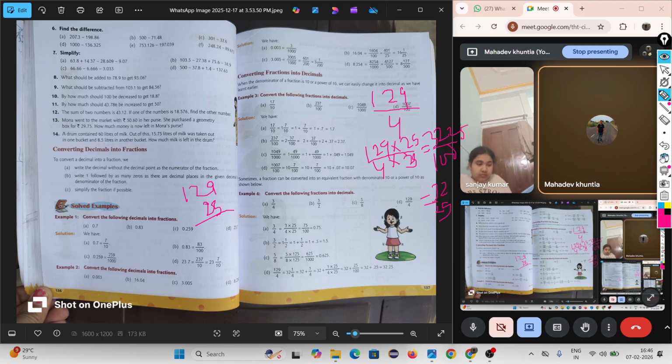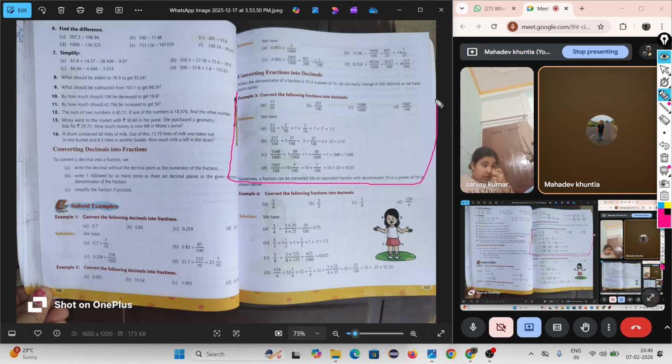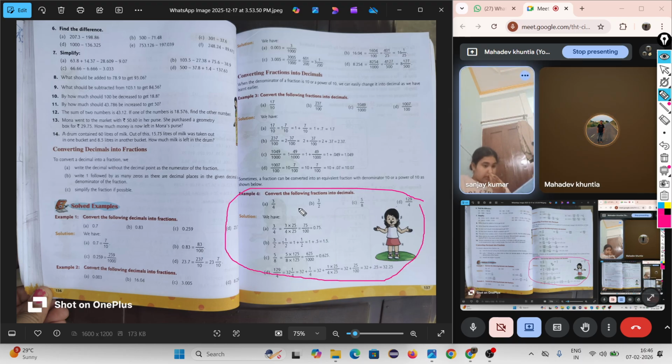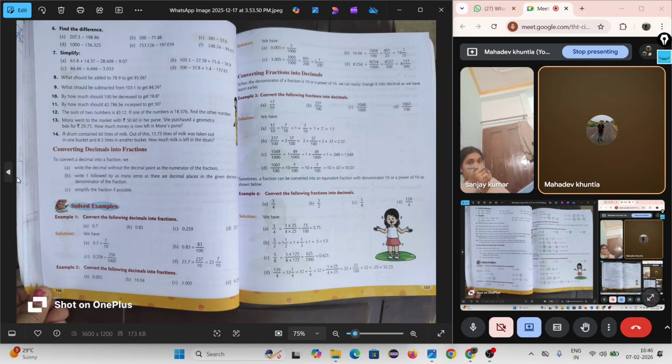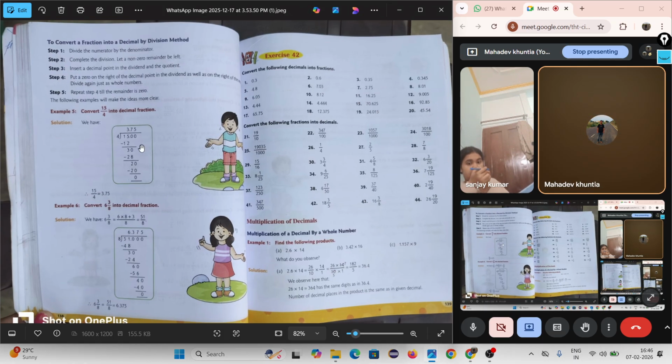But my question is, if the denominator in the fraction is 10, 100, 1000 or 10,000, it's easy. In 1 second I can give the answer. But think, this is taking time. You have to think which number you should multiply with the denominator, that number you should multiply with the numerator. After multiplying, then you have to convert. So is there any short method? Yes, there is a short method.